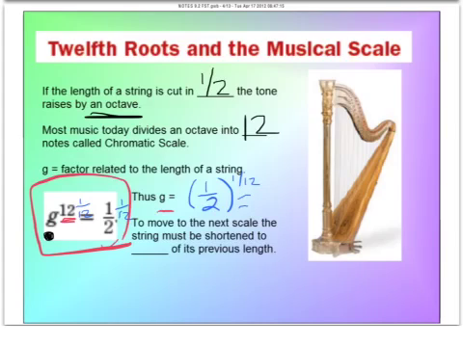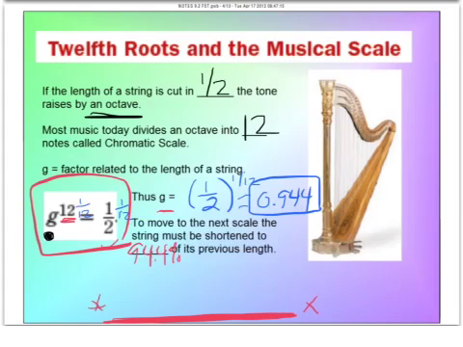And that number is approximately 0.944. Okay, that is the scale factor. So here's the deal. To move to the next scale, the string must be shortened to 94.4% of the previous length. So again, from one tone to the next octave, they're going to have 12 different strings in there. If you want to visualize it, let's say there's 12 inches in this string, and when we do a complete octave cut, it's going to go down to 6 inches. Okay, so that's the length of the string.